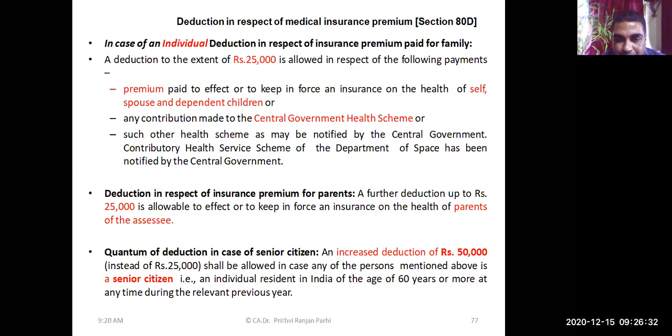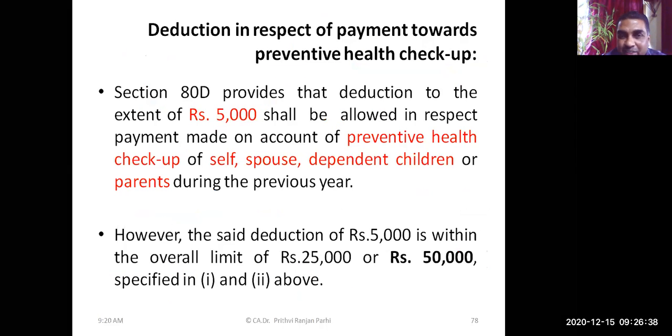Now one more thing: preventive health checkup. In addition to that 25,000, 5,000 rupees will also be allowed for preventive checkup of self, spouse and dependent children during the previous year. If the assessee has spent 5,000 rupees for preventive health checkup, that is also allowed under 80D.